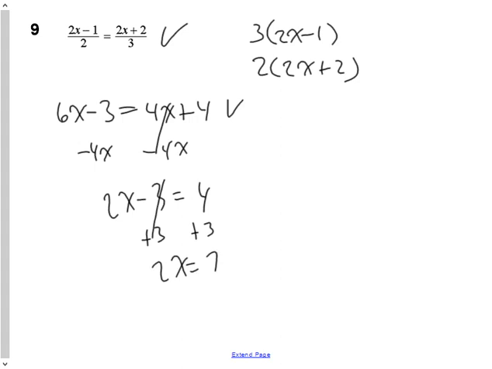2x equals 7. X equals 3.5, or if it's a fraction, 3.5.